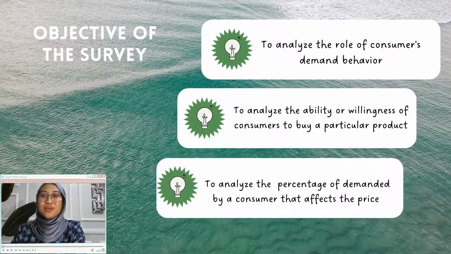My name is Nur Anis Amira binti Rosli, my matric number 289982. Next, we go to the objectives of this survey. There are the following objectives. The first one is to analyze the role of consumer demand behavior. Second, to analyze the ability or willingness of consumers to buy a particular product. Third, to analyze the percentage of demand by a consumer that affects the price.